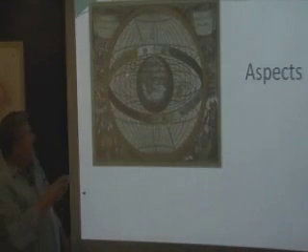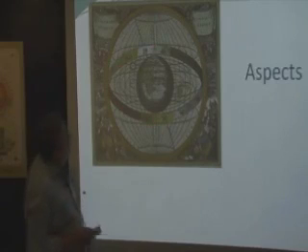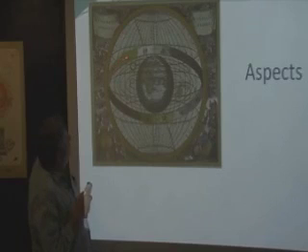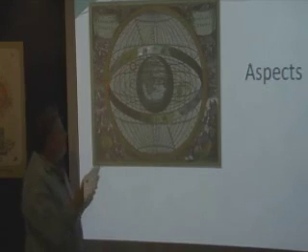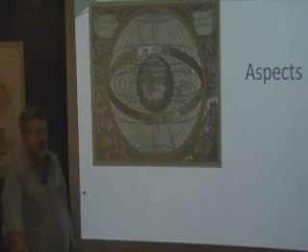Zodiacal longitude is, see this band? This is the zodiac. Unfortunately I cannot see what is what here, but I'm assuming this is Aries, Taurus, Gemini, Cancer, Leo. So from this point here, 0 degrees of Aries is where we start zodiacal longitude. And from 0 Aries all the way around to the end of Pisces is 360 degrees.